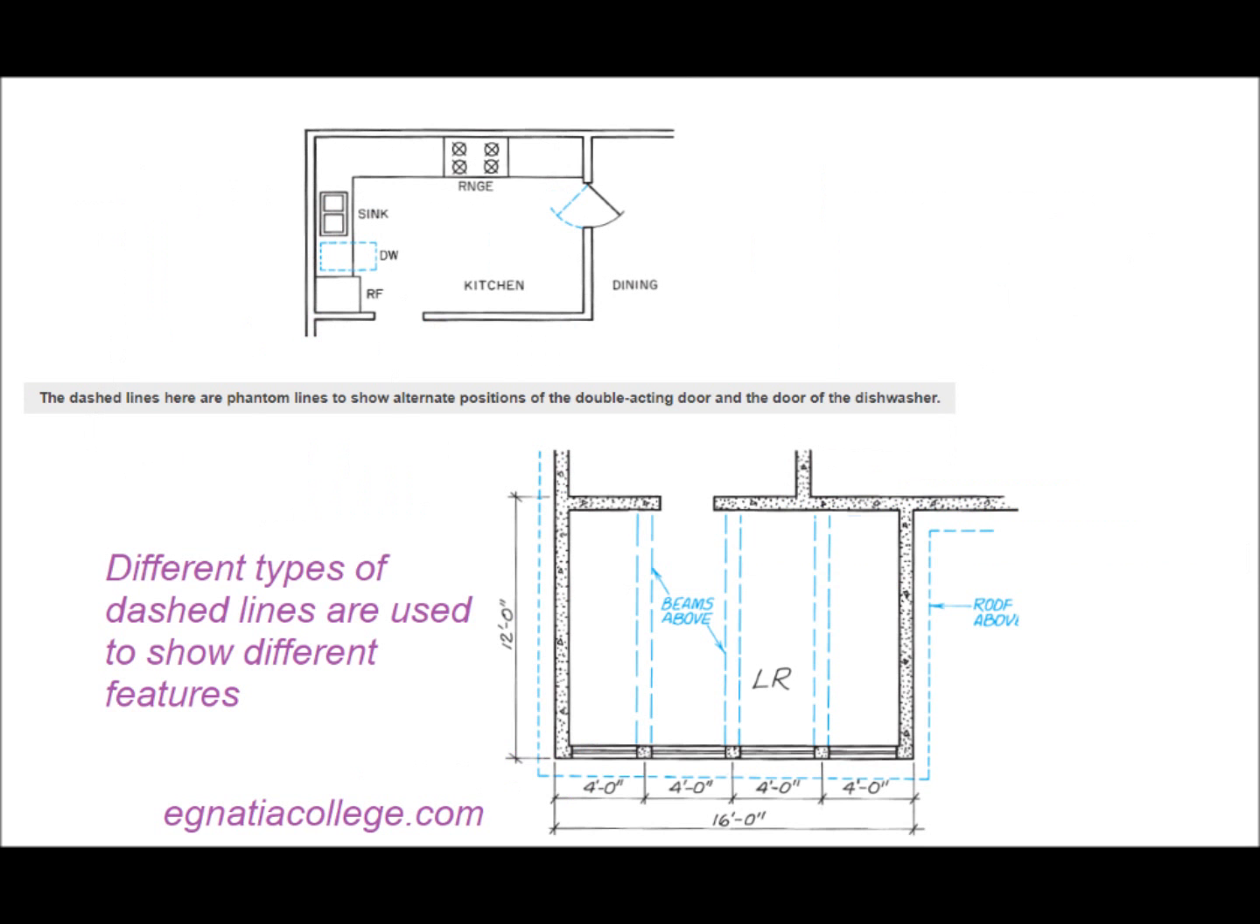Another type of dashed line is used to show important overhead construction. These dashed lines are called phantom lines. The objects they show are not hidden in the view, they are simply not in the view. For example, the most practical way to show exposed beams on a living room ceiling may be to show them on the floor plan with phantom lines. Phantom lines are also used to show alternate positions of objects. To avoid confusion, the dashed lines may be made up of different weights and different length dashes, depending on the purpose.